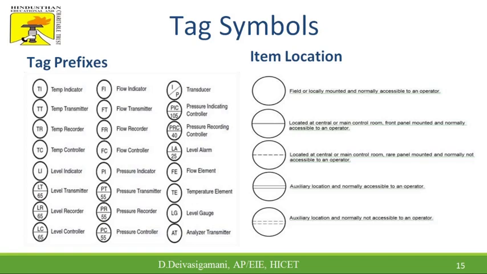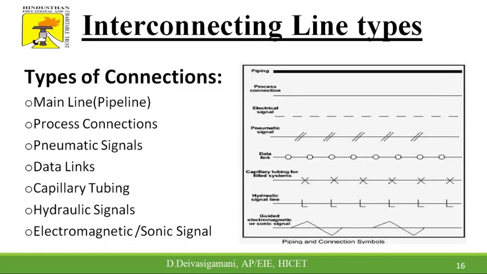And there is one more identification symbol. That is a circle with double lines. That is auxiliary location, which is available nearer to the operator. It's mainly used for remote monitoring applications as well as wireless based applications in an industry. And if it's a dotted line, it means it cannot be accessible by the operator.